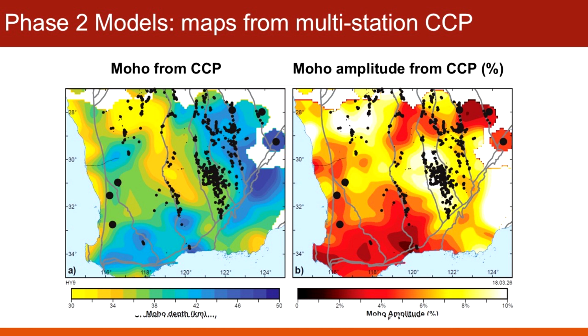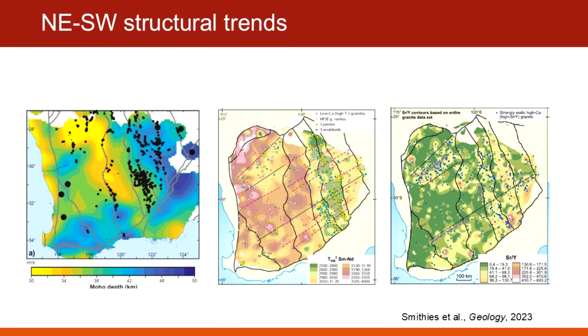On the right-hand side, this is the Moho amplitude from the CCP stack. So basically, the larger the number, like 10% here, means the crustal gradient is really large, which is what we called the sharp Moho in previous talks. So the sharp Moho is really focused in this part, and only the southern part of the eastern goldfields.